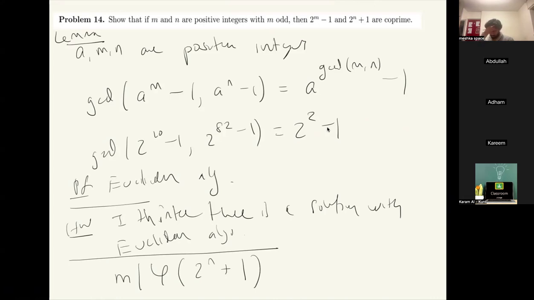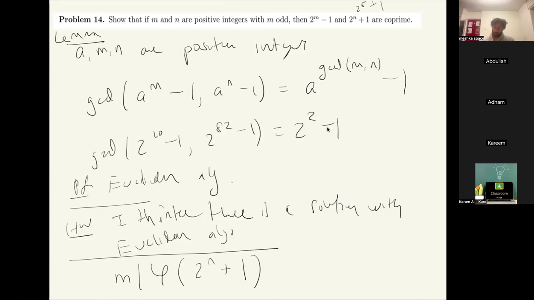But okay, oh, I see. That shouldn't be true. M can be anything, right? I could fix 2 to the 100, like 5 plus 1, and then M can be some huge number. This can't always be true. It's saying for any M and N, right?